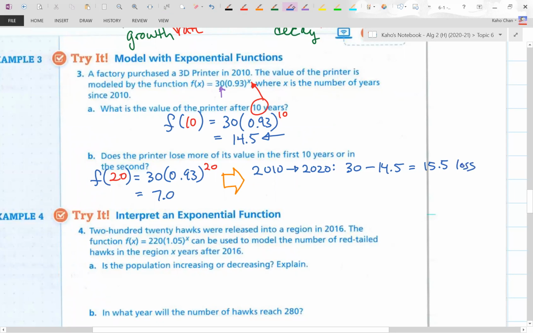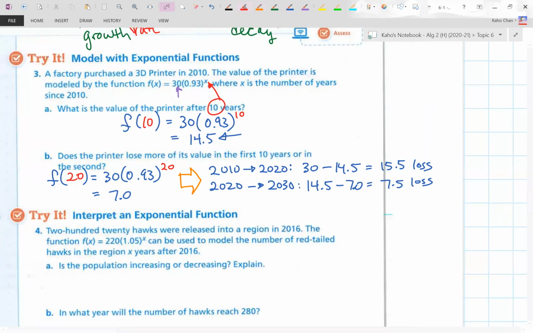Let's do the next 10 years, 2020 to 2030. In 2020, the value is 14.5 from part A, minus down to 7.0 in part B. When I subtract those, I get a 7.5 loss. So clearly it loses the most value the first 10 years, because the second 10 years is a lot less. It lost a lot more the first 10 years.